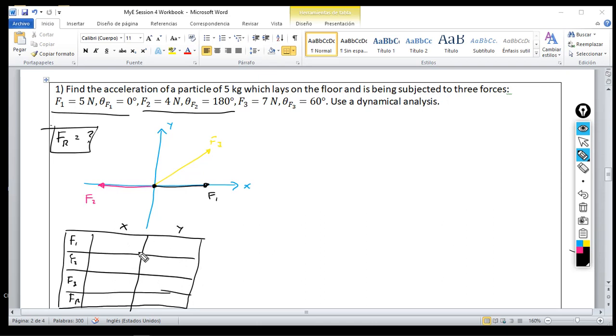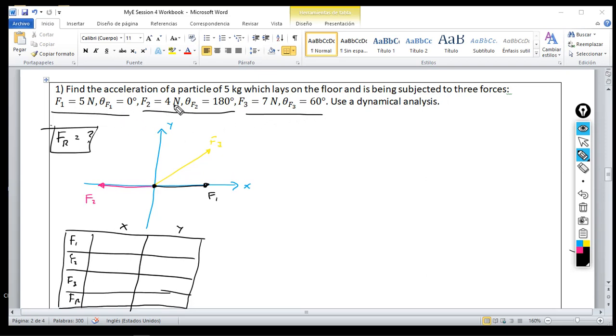Okay, so now all we have to do is get the components of F1, F1X, F1Y, and then F2, F2X goes here, F2Y, F3X, F3Y, and then we add all of these three and we get the X component of the resulting force, and we add all these three and we get the Y components of the resulting force. Okay, so I have my calculator by my side, and that's all we have to do first. Okay, I want you to do that with me.